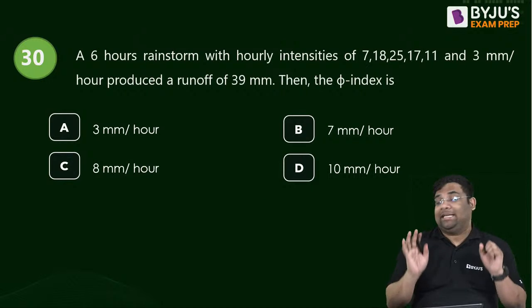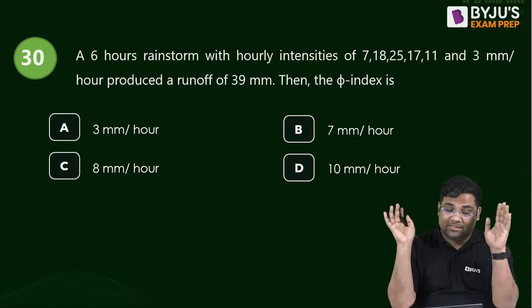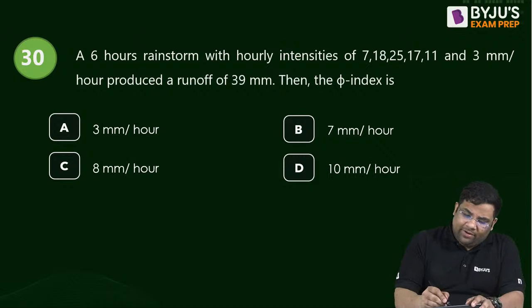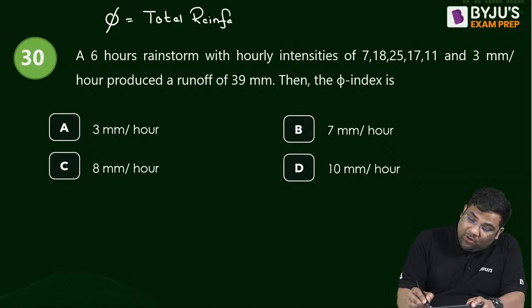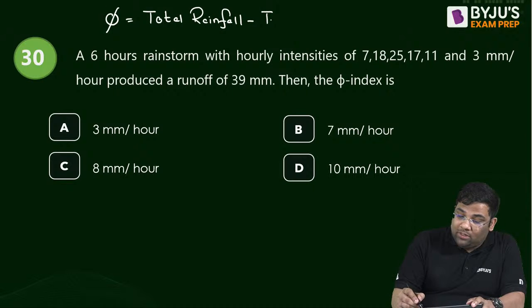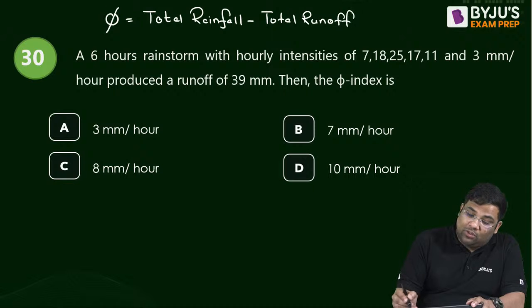Okay, phi index. How to find a phi index? Very easy. What is phi index? Phi index is the total rainfall minus the total runoff, divided by time duration.